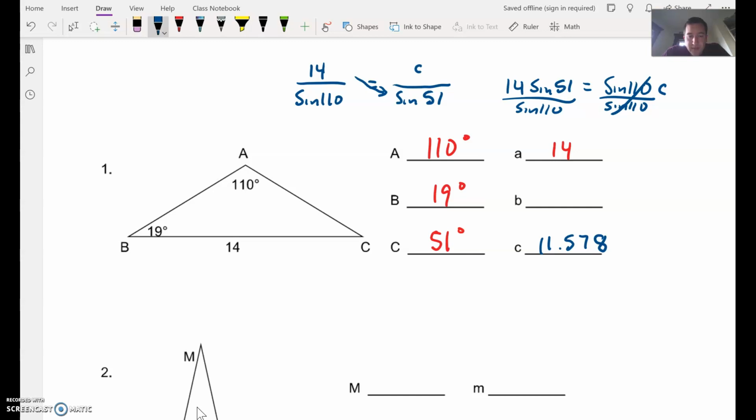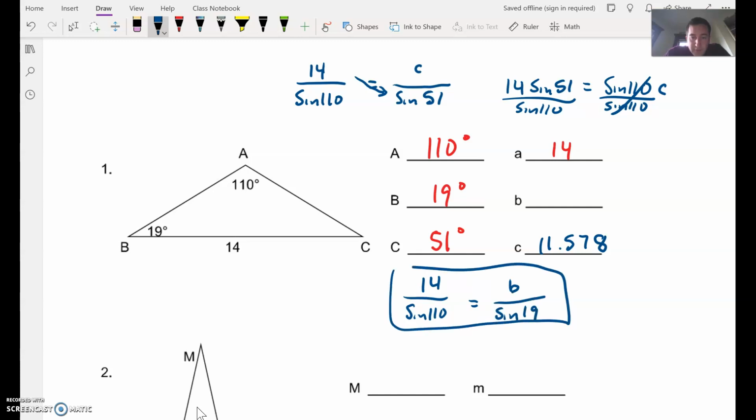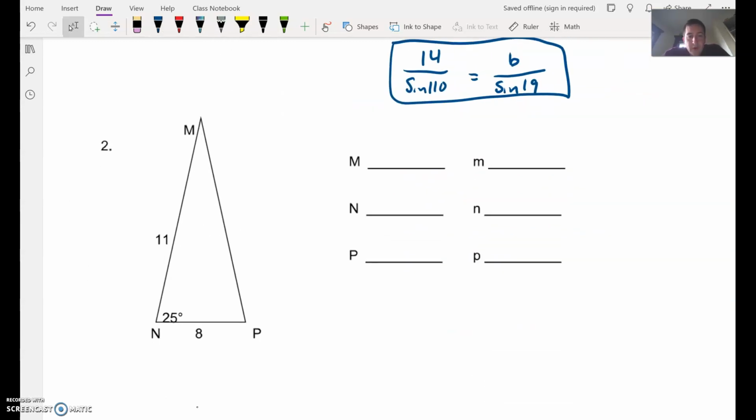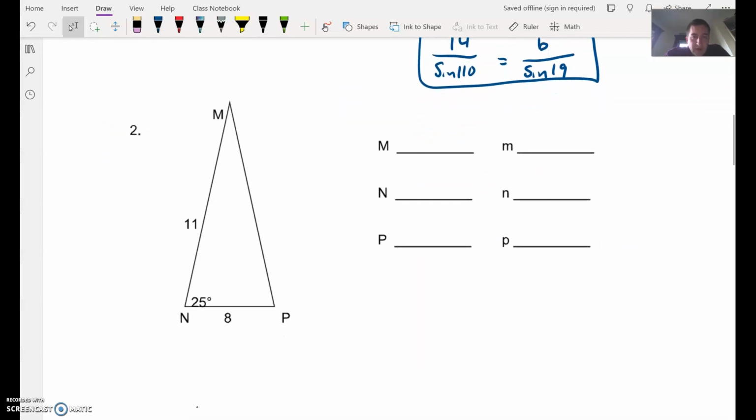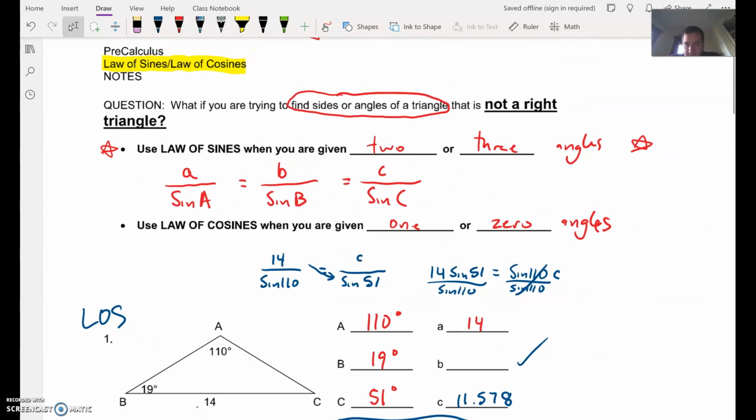So I'm going to set it up, but for the sake of the video, I'm going to move to the cosines. So it would be, let's use 14 over sine of 110 again. This time we're equaling it to b over the sine of 19. You would cross multiply, solve for b, and get your answer. But what if you don't have two angles or three angles? What if you only have one? What if you have none? Then you would need to use the law of cosine. So this is a law of sines problem, but this one here, we only have one angle, is a law of cosines problem. Okay? What is the law of cosines?